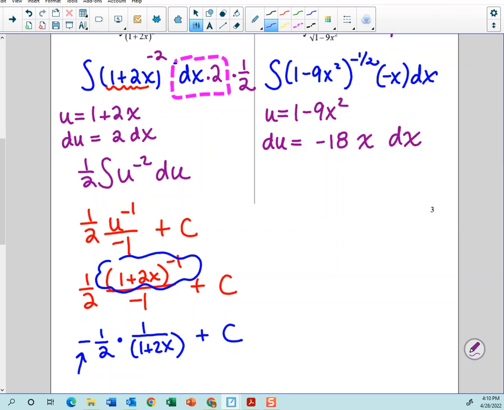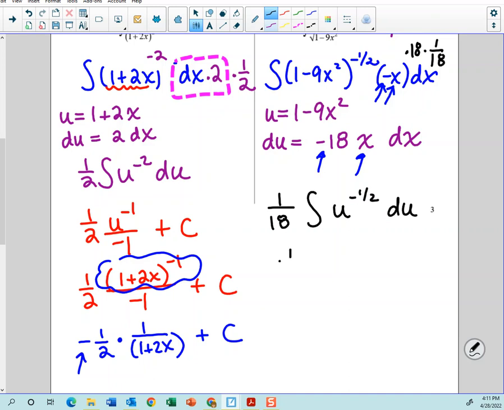And you can see this one, you've got to be a little extra careful. The negative and the x are already there. So the two things I need to put in to make it work are a big old 18 and a big old 1 over 18. So I'll have a 1 over 18 u to the negative 1/2 du. This is going to be 1 over 18 u to the 1/2 divided by 1/2 plus c. So that's 1 over 18 times 2 u to the 1/2 plus c.